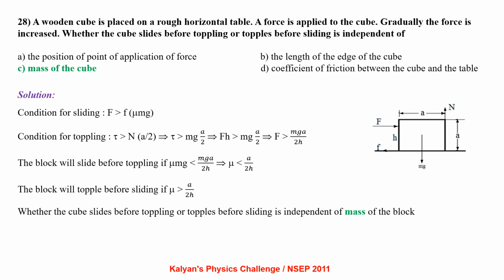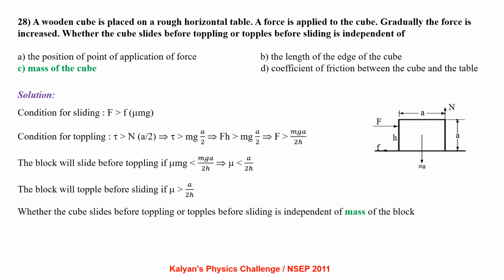Whether the cube slides before toppling or topples before sliding is independent of the position of point of application of force, the length of the edge of the cube, mass of the cube, coefficient of friction between the cube and the table. Condition for sliding: F is greater than f = μmg. Condition for toppling: τ is greater than N times a by 2. That implies τ is greater than mg times a by 2.